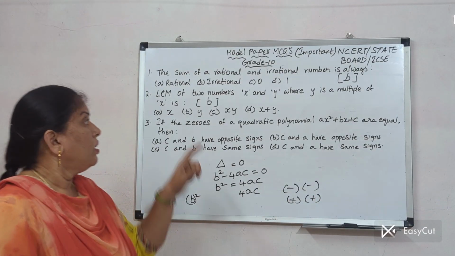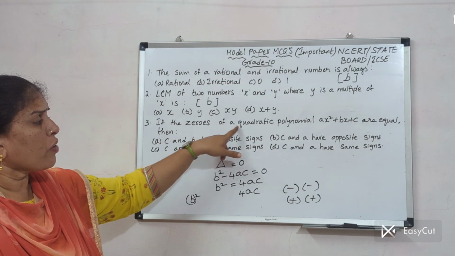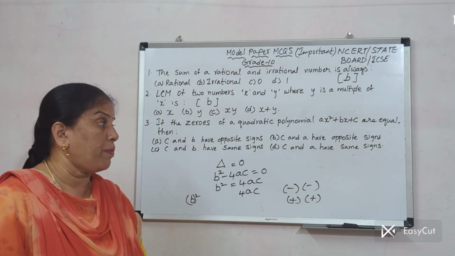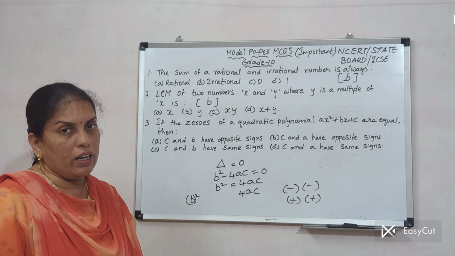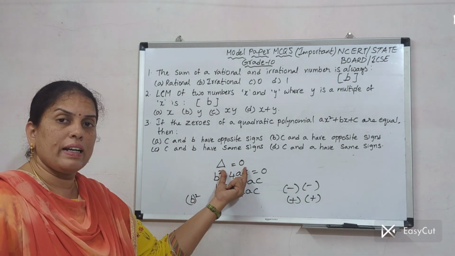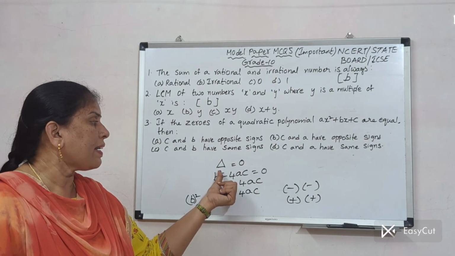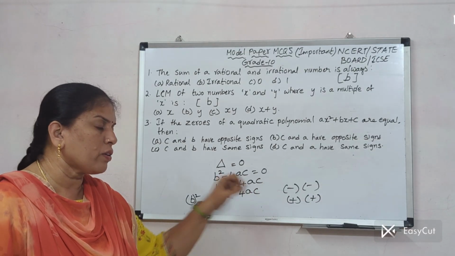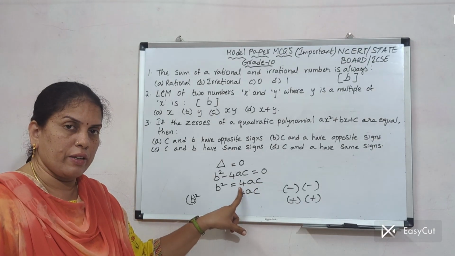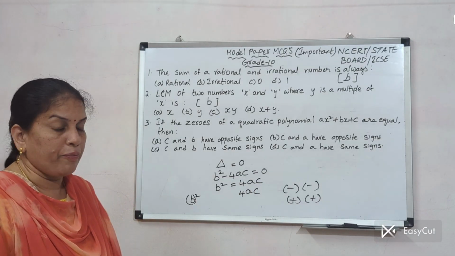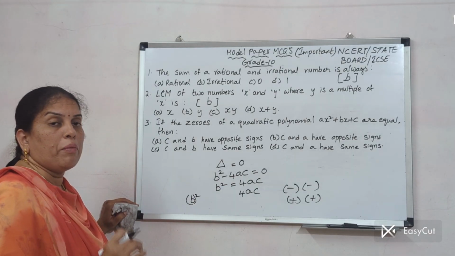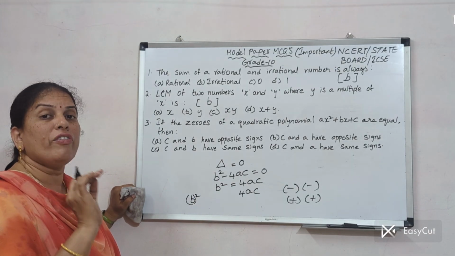See, if the zeros of a quadratic polynomial ax square plus bx plus c are equal, then the delta value will be 0. Delta means b square minus 4ac is equal to 0. I am sending minus 4ac to that side, it becomes plus 4ac. b square is equal to 4ac. Here, how will the value of b square be?